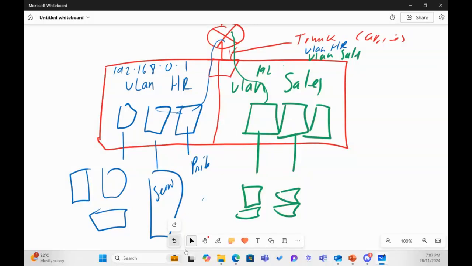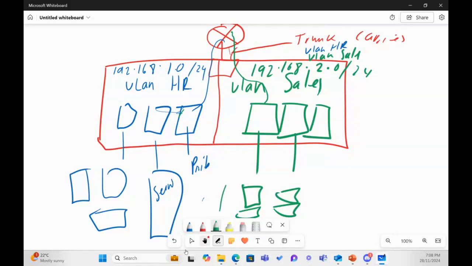Let me just fix that. That's on the 2 network. Okay, so they're separate VLANs. The only way that they work is that they have to go through a router. Okay, that's called router on a stick, by the way, real name.